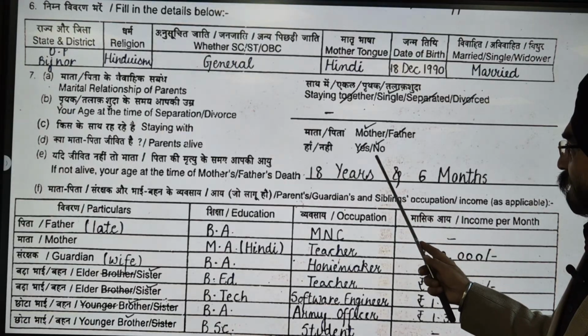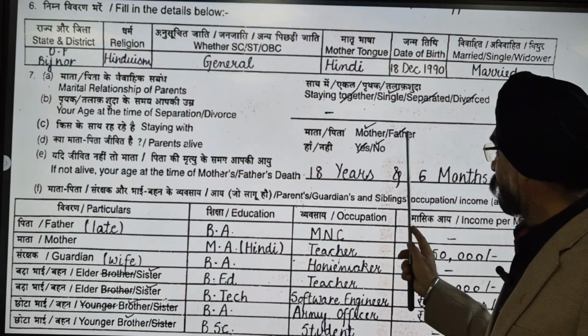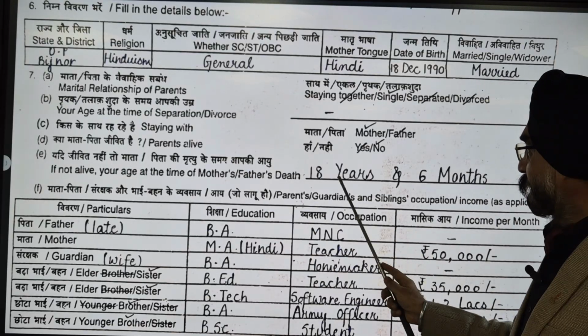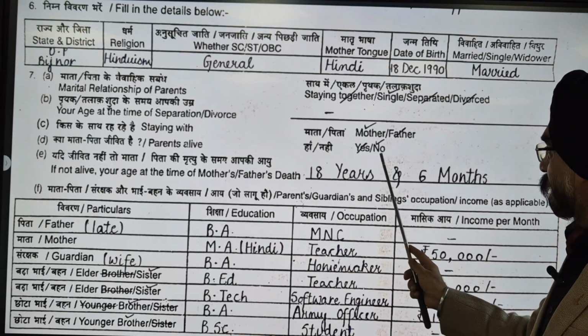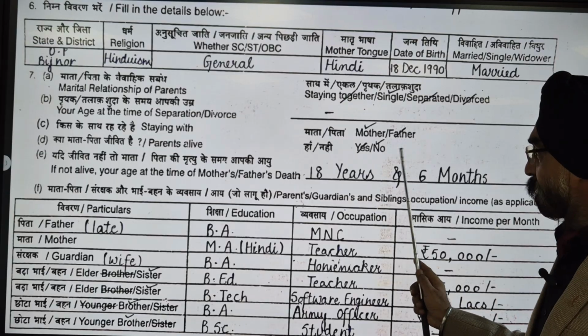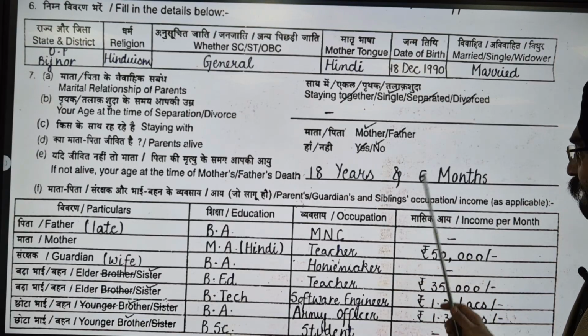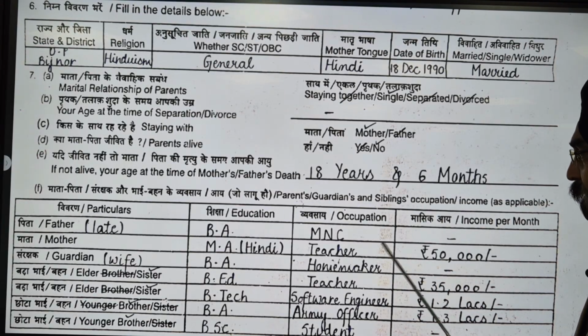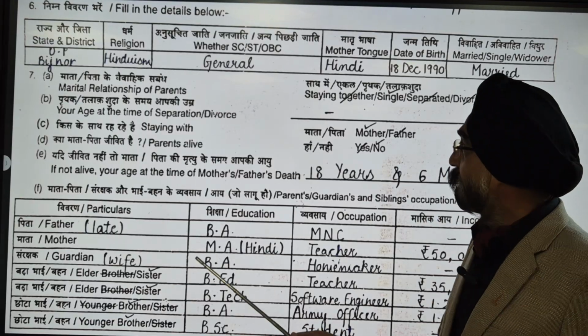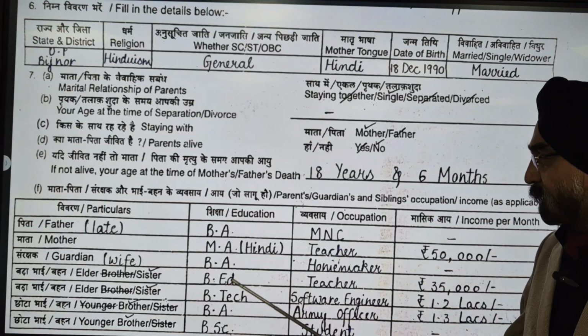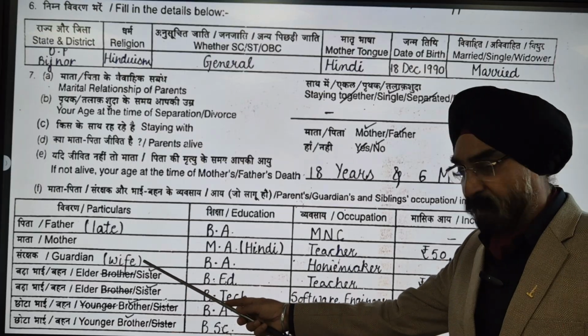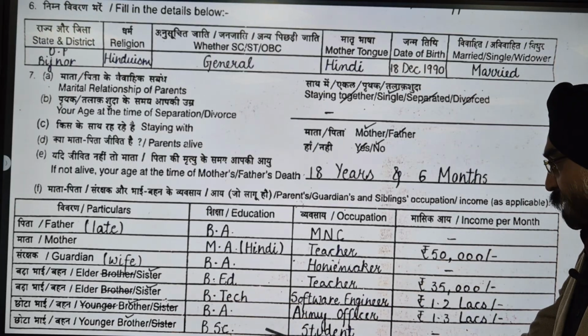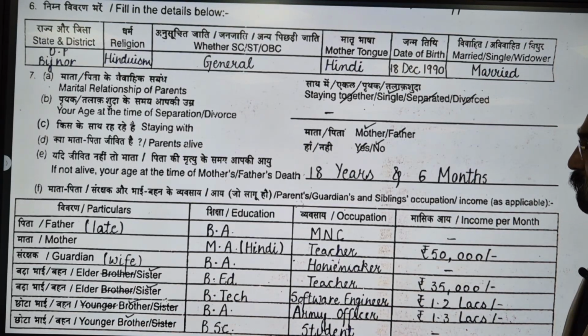A person, for example, is stating this: my father, parents alive. In this case, he has written that no, parents are not alive, and he has written what his age was at the time of the death, like this. So this is another sample of how you will fill it. In case you are married, especially in a service entry, then you have to fill the details of your wife also, and brothers and sisters, like this. You can have a look.